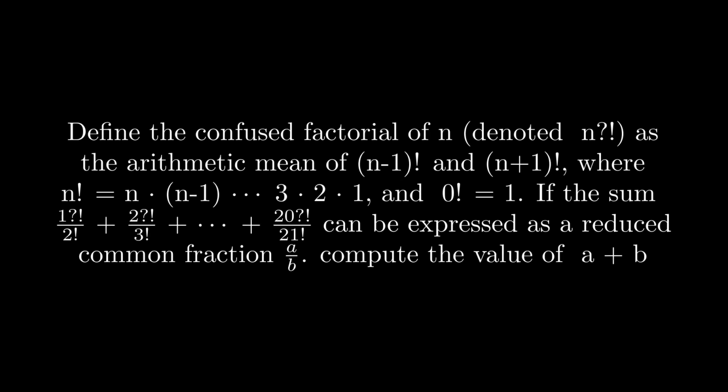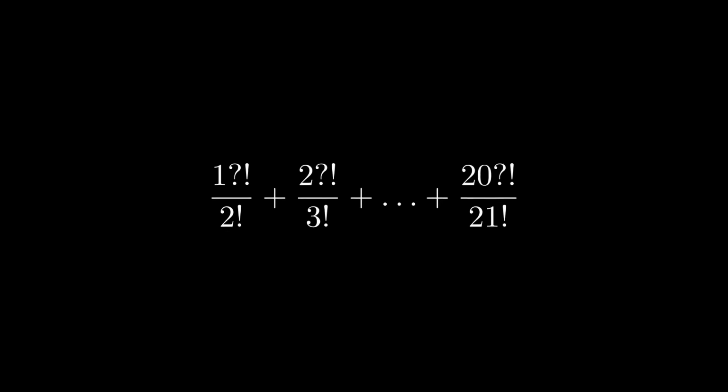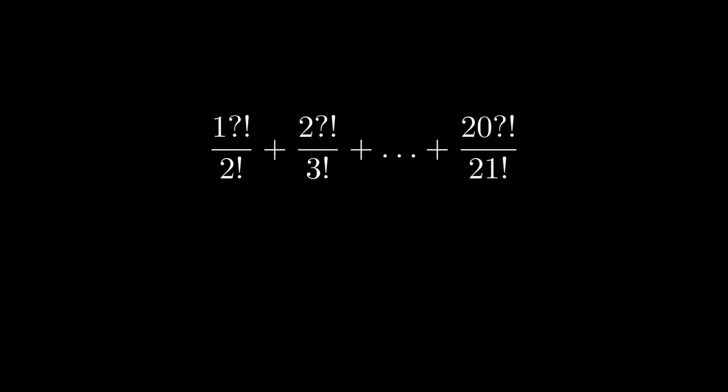If we have the sum 1 confused factorial over 2 factorial, plus 2 confused factorial over 3 factorial, and so on until 20 confused factorial over 21 factorial, can be expressed as a reduced common fraction, a over b. Let's compute the value of a plus b. The biggest difficulties in solving this problem stem from the fact that we're using a new operation, the confused factorial, and also that the sum that we're trying to solve for is very long and difficult to work with.